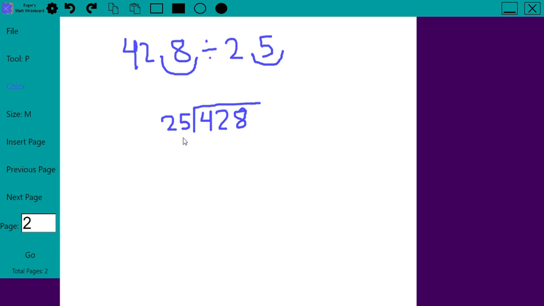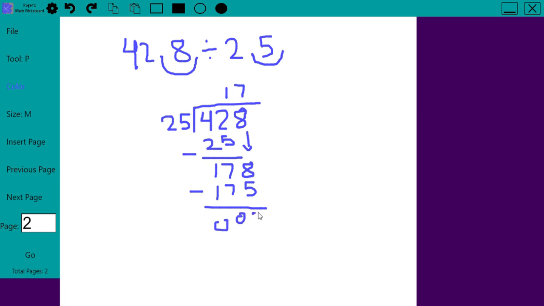Now I just divide normally. 25 goes into 42 once. 1 times 25 is 25. Subtract, and I get 17. Now I bring down my 8. 25 goes into 178 7 times. 25 times 7 gives me 175. Now I'd subtract, and get a remainder of 3.